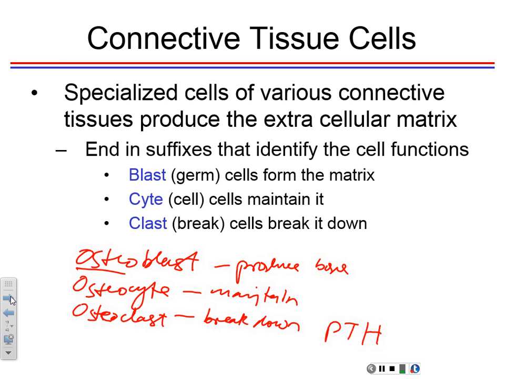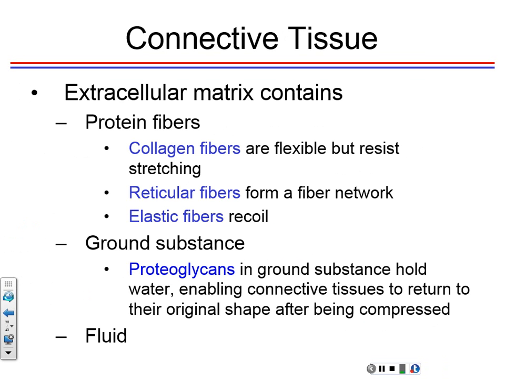Anyway, so these are the cells that produce the matrix. Everything with connective tissue is centered around the matrix, right? And we classify it according to the matrix as well, right? So what is in the extracellular matrix, which is what we had kind of problems with, because it said identify the components of the extracellular matrix. So the first thing is going to be the protein fibers, okay, like the collagen fibers, right, and so forth.